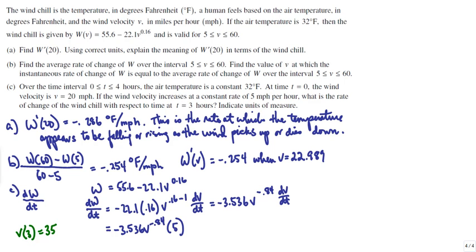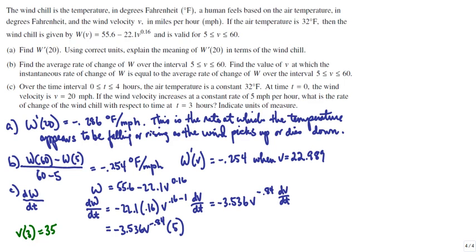Alright, so picking up where we left off there, we're looking for dW/dt, and since W is a function of v, we had to take the derivative of both sides with respect to t, using it as a related rates problem with the chain rule. We eventually came up with dW/dt equals negative 3.536 v to the negative 0.84 dv/dt.